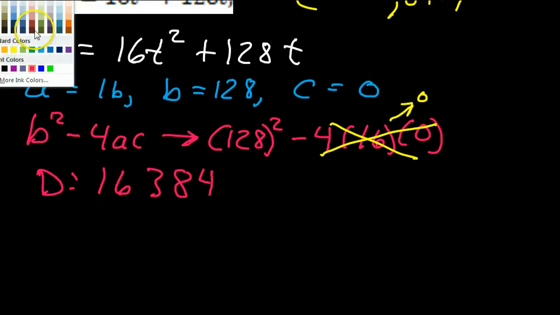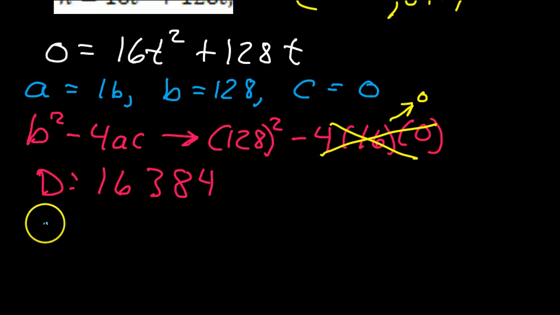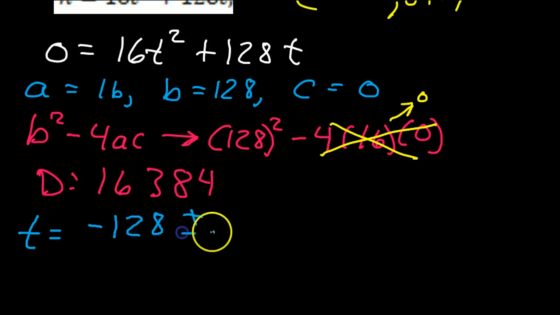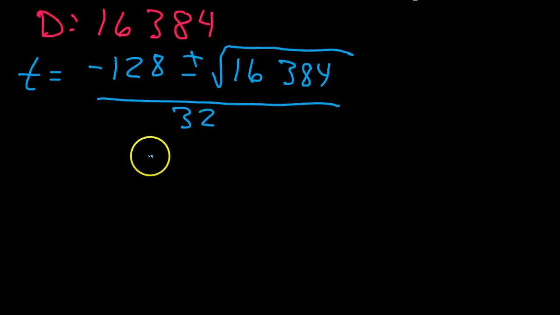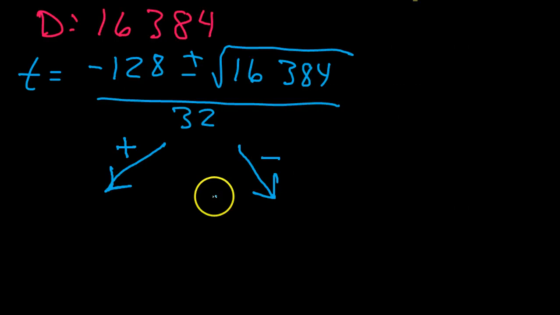So now let's do the rest of the quadratic formula. So the time will equal opposite of b, so negative 128, plus or minus the square root of the discriminant, all over 2a. 2 times 16 is 32. I'm just going to put 32. Okay, now we can put this into our calculator. We'll put it in once with a positive version and once with a negative version.